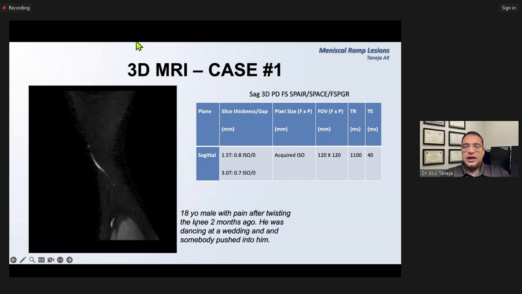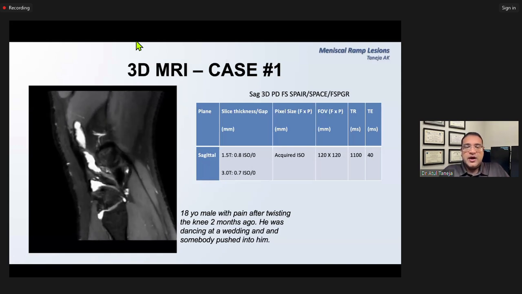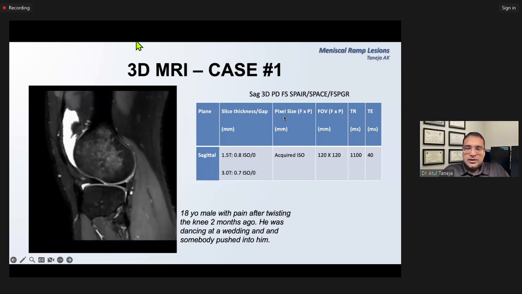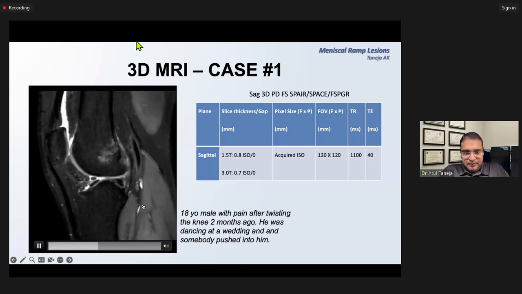Let me show you this case. So 18 years old male with pain after twisting the knee 2 months ago. He was dancing at a wedding. He was doing some Bollywood moves and somebody pushed into him. So then he twisted the knee. So this is the full 3D sequence. You can see it's fat suppressed. It's acquired either in SPACE or FSPGR.